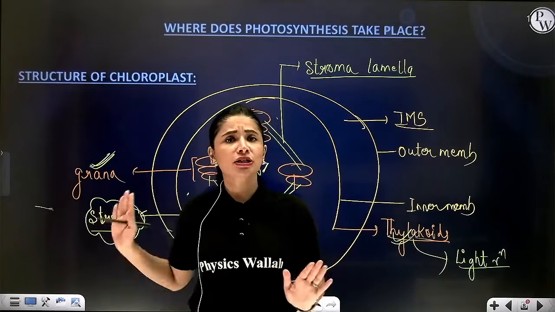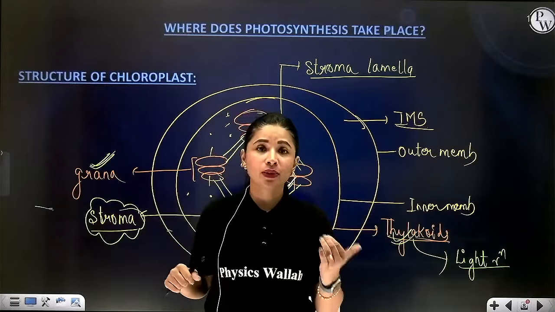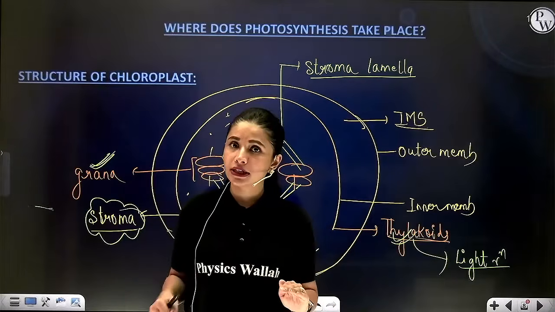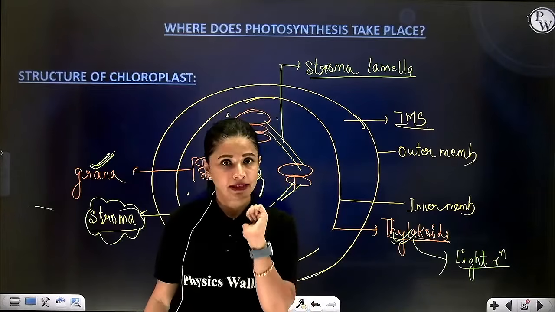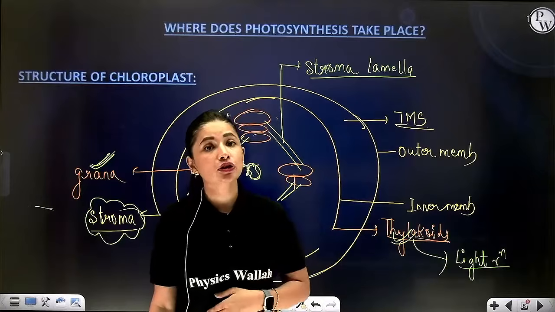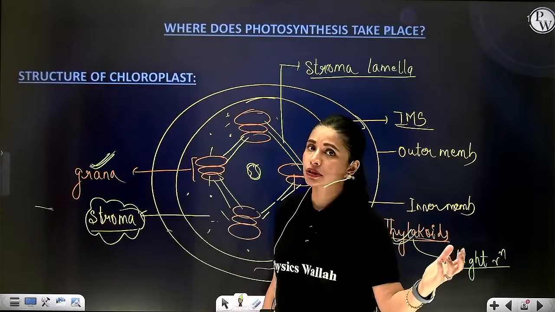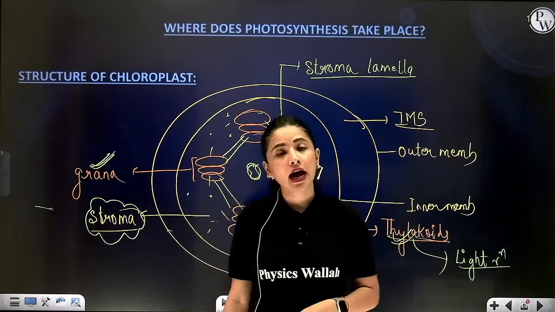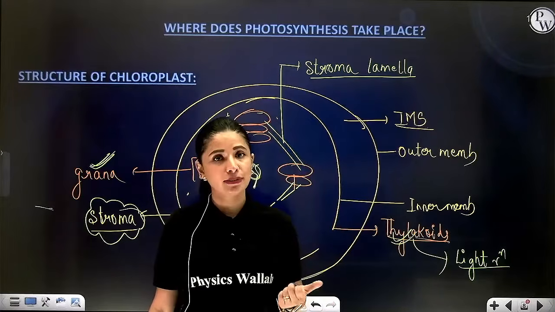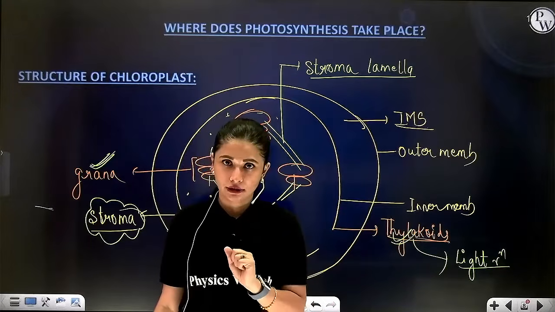Clear? I hope the structure of chloroplast as well as the concept of division of labor in chloroplast is clear to each and every student. Yes, very good. Now, let's try to understand the concept of light reaction first, and then we will see how the products of light reaction are used in glucose formation during dark reaction.